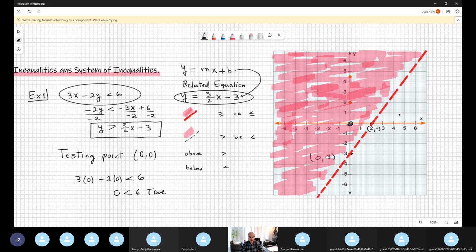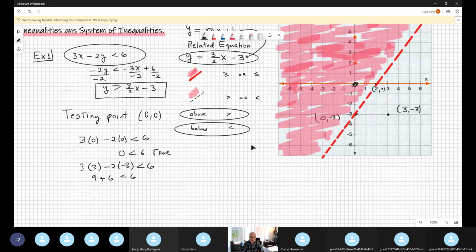Either way, guys, using the idea that above is greater than and below is less than, or taking a testing point. You get a true statement because it's below. Suppose I take another testing point here, for example (3, -3). The answer is completely false. You plug it into the original: 3 times 3 minus 2 times negative 3 is less than 6. This is 9, this is 6, this is 15. If 15 is less than 6, no, it's completely false. That means this point does not belong to the solution. Is this clear?